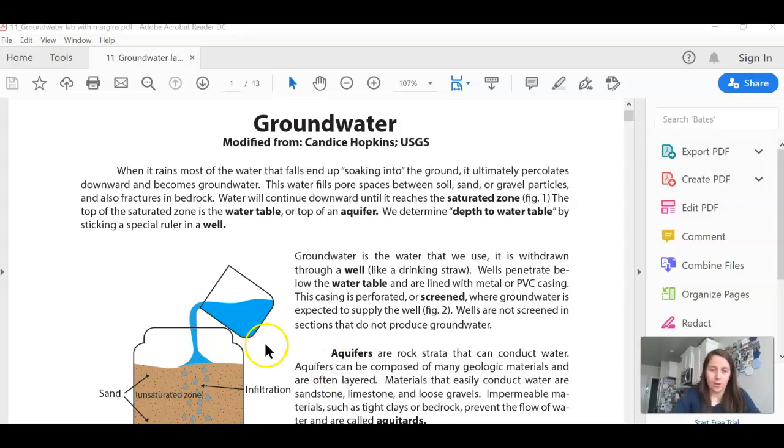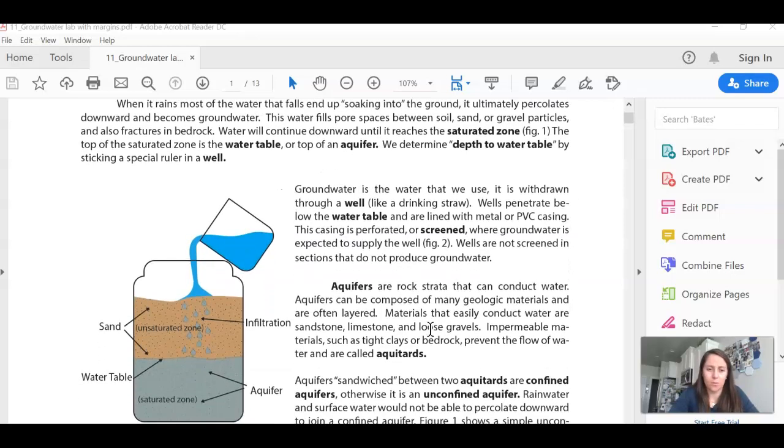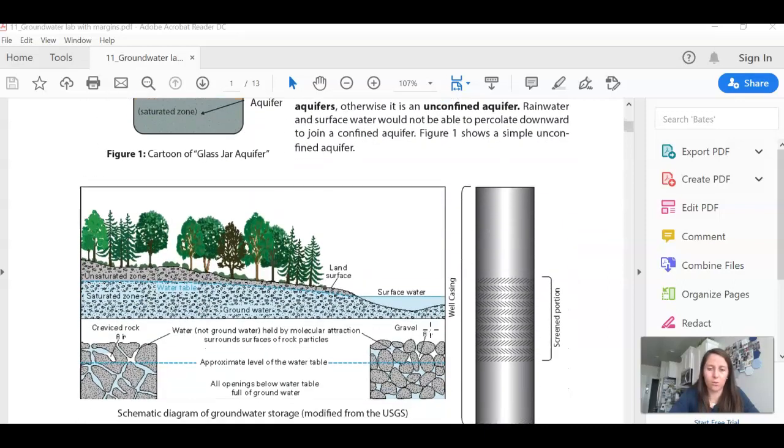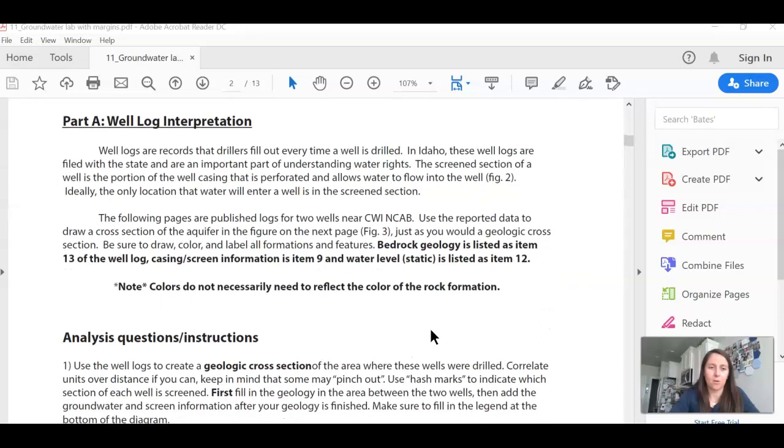So let's get started. I'm not going to read this for you. You should check this part out though, just to give you a refresher of whatever we saw in lecture, or you heard in lecture, I should say. Okay, so we're going to start with part A. Part A is called well log interpretation.